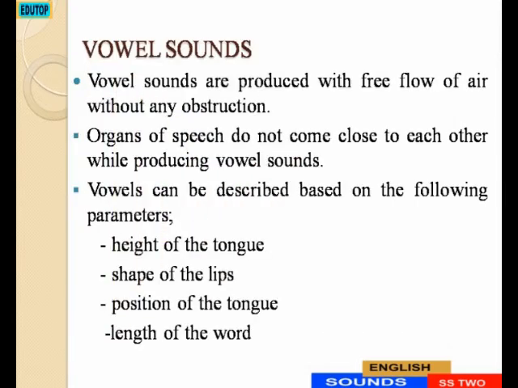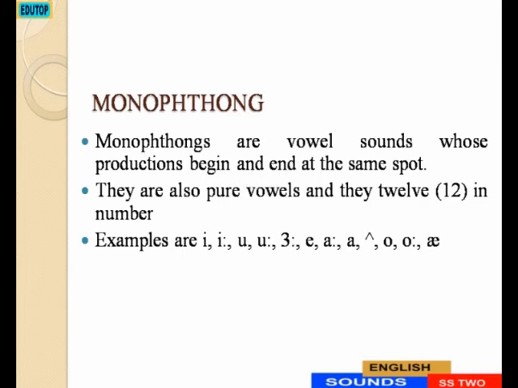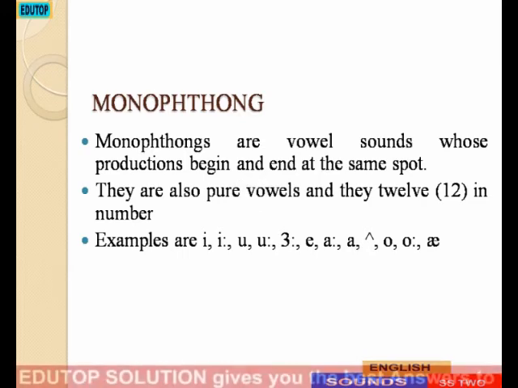The second category is the vowel sounds. The vowel sounds are 20, and they are produced with free flow of air in the oral cavity without any obstruction. The organs of speech do not come together like when you are producing consonant sounds, and they can be described based on the following parameters: height of the tongue, shape of the lips, position of the tongue, length of the word.